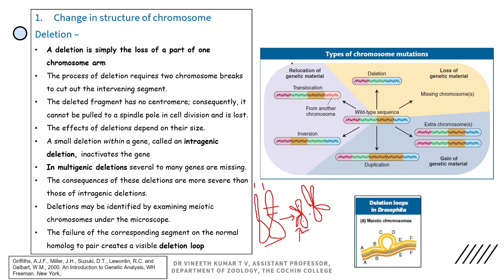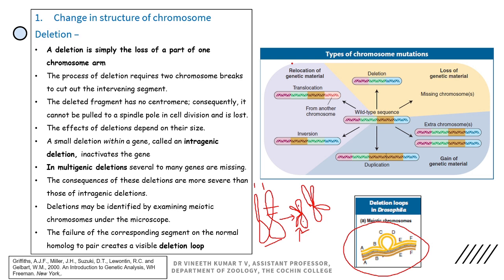So when they pair up, or when they start to cross over, such a structure can be seen, and this is called a deletion loop. Here, what you have to see is that this particular line is one sister chromatid, this is another sister chromatid. These are homologous chromosomes. This dark brown is one sister chromatid, and these two lines indicate the two sister chromatids. These are homologous chromosomes, and this is one sister chromatid and the other sister chromatid of this particular chromosome.